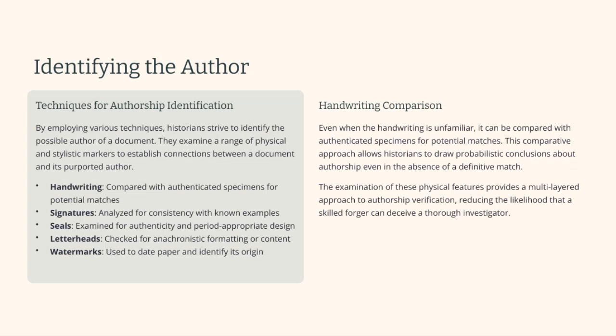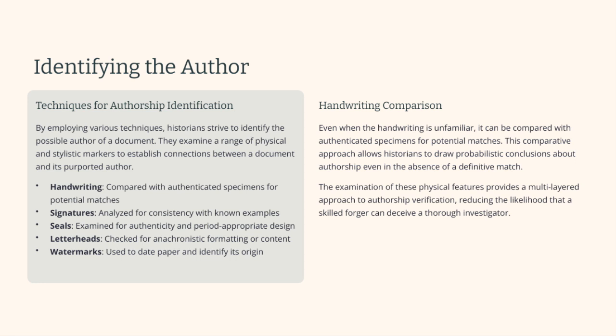When examining these physical features, we're using a multi-layered approach to verify authorship. This method helps reduce the chances that a skilled forger can fool a thorough investigator. Even if the handwriting looks unfamiliar, we can compare it with authenticated specimens to find potential matches. This comparative approach allows us to draw probabilistic conclusions about who might have written the document, even if we don't find an exact match.